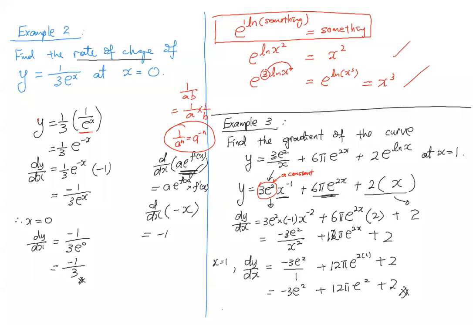Are you all okay? So you have to know how to recognize whether the term given is an exponential term or a power term. Exponential term means the base is e, the power is variable. Power term means the base is variable, the power is a constant. So that is the difference between a power term and an exponential term. Any further question?